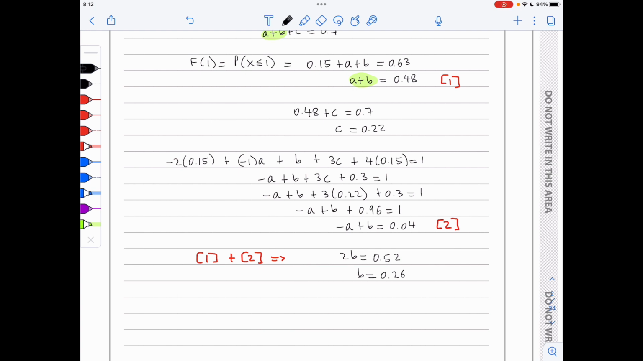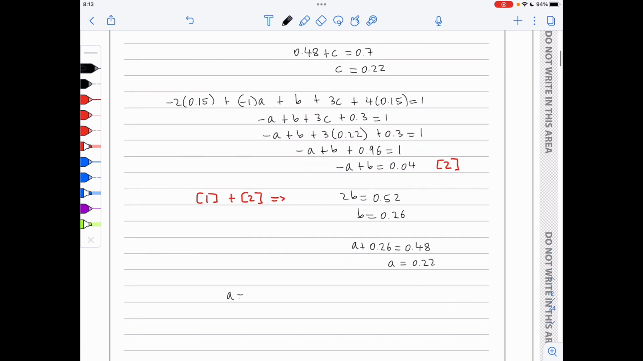And I can go back, maybe to equation number 1, substitute b with 0.26, and I get that a plus 0.26 is equal to 0.48. So a is 0.22, and therefore we conclude that a is 0.22, b is 0.26, and c is 0.22.